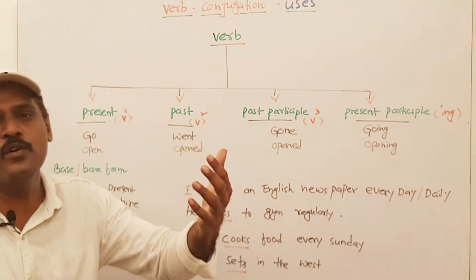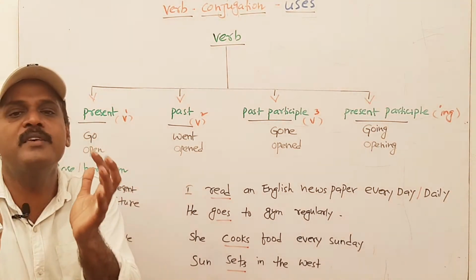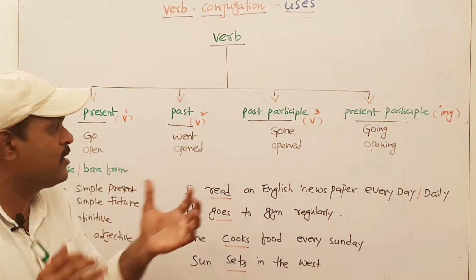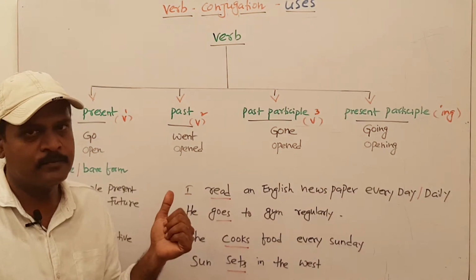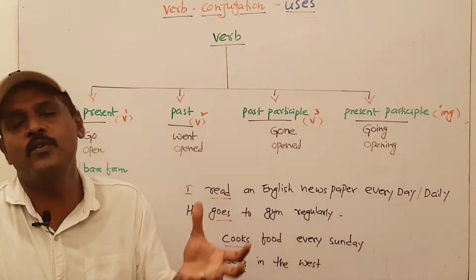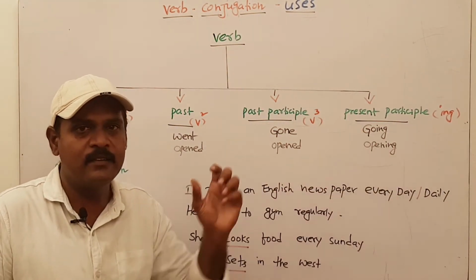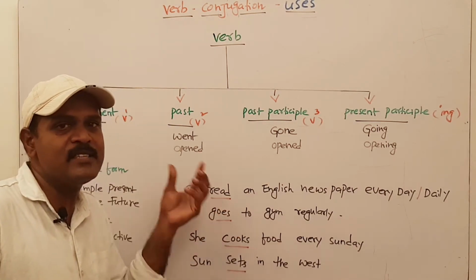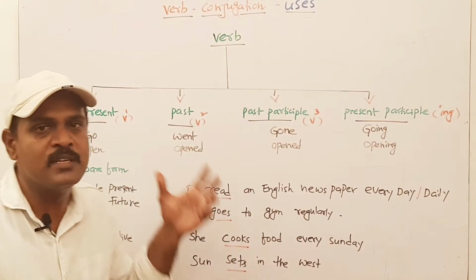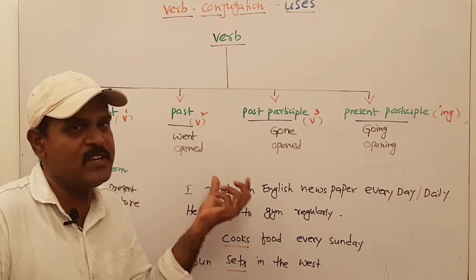First we are going to know the uses of the present form. Generally, it is called the base form or bare form because it is the base for all kinds of forms. Mainly, it is used in simple present tense. How? We are going to learn. I read an English newspaper every day, daily. Read here is the V1. In simple present tense, after the subject, you have to use this bare form, this present form, like read.